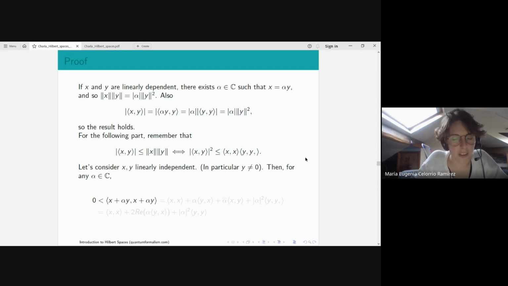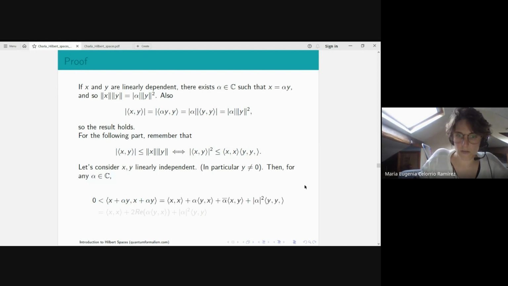Whenever you're going to divide by something, please check before that it is not a 0. So then, for any scalar, any complex number alpha, we can take the inner product of x plus alpha y by itself, which, because we already know that they are independent, we know that this vector is not the vector 0. So then by the properties of the inner product, this inner product is strictly greater than 0. And now we're going to just use the properties of the inner product to see what we can do with this whole thing.